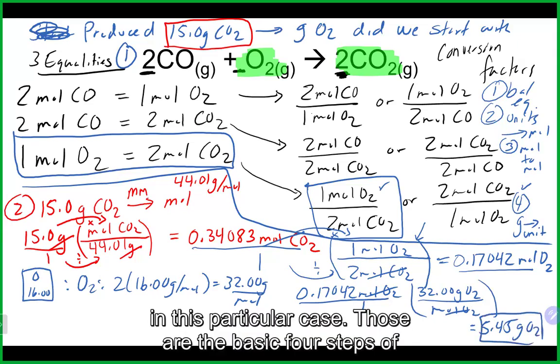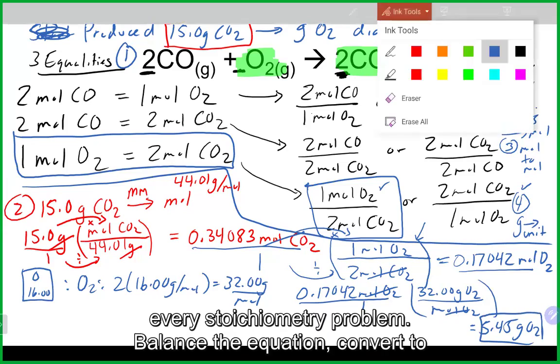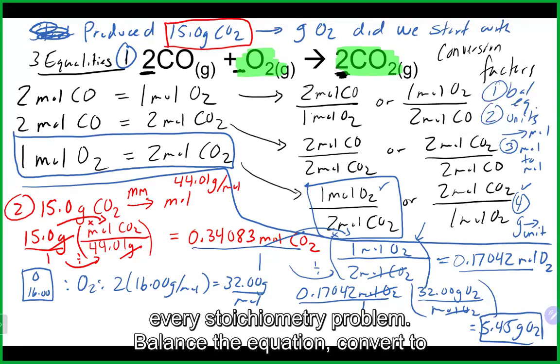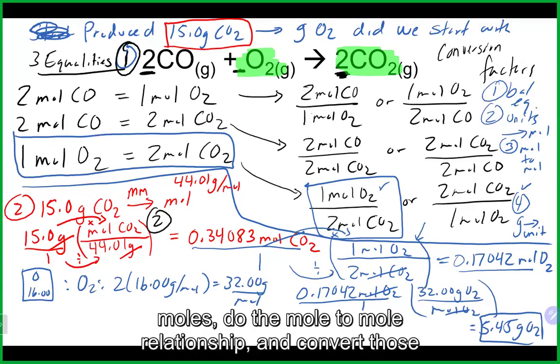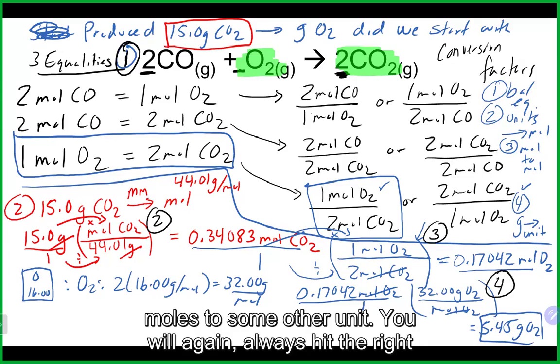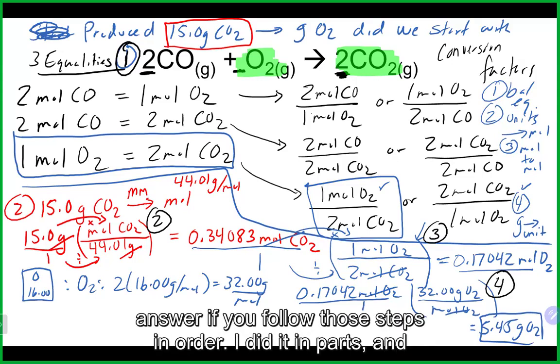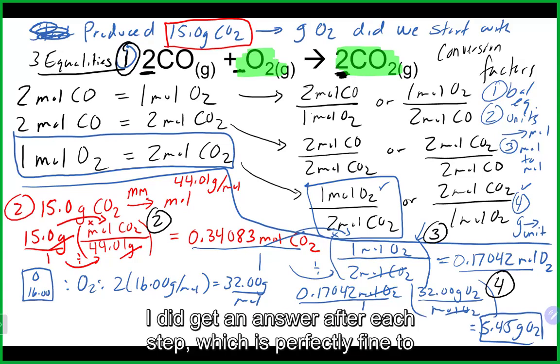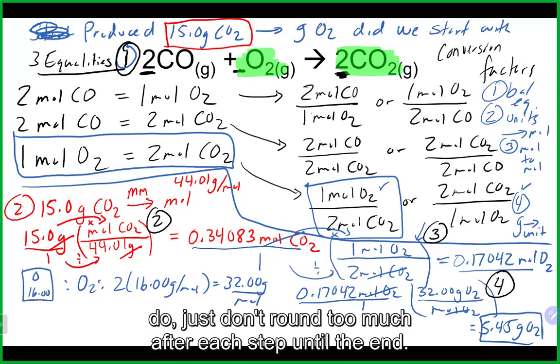Those are the basic 4 steps of every stoichiometry problem. Balance the equation, convert to moles, do the mole to mole relationship, and convert those moles to some other unit. You will always hit the right answer if you follow those steps in order. I did it in parts and I did get an answer after each step, which is perfectly fine to do. Just don't round too much after each step until the end.